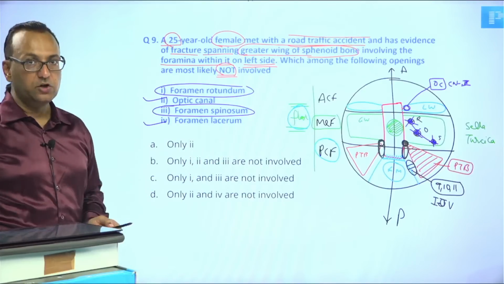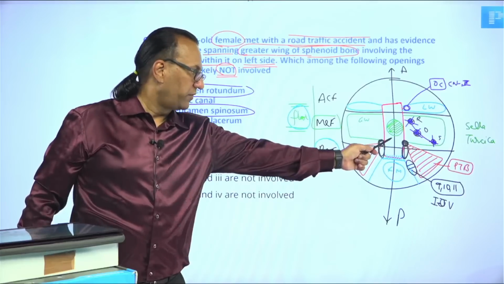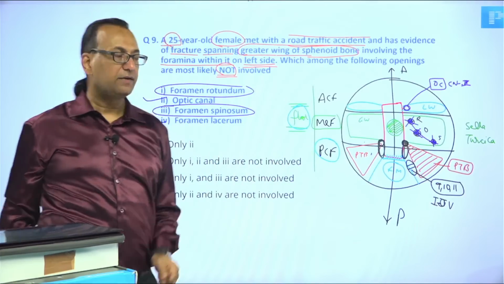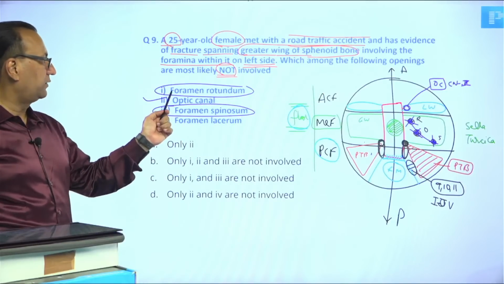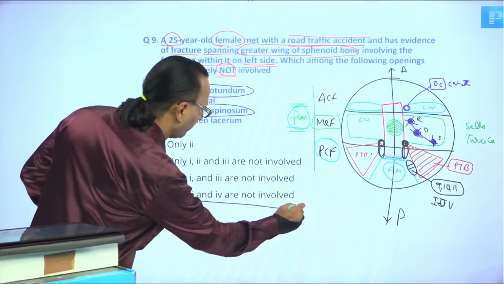Foramen lacerum is not an opening in the greater wing. Then where is foramen lacerum? Foramen lacerum is just a gap between 3 bones: the sphenoid, the petrous temporal bone and the occipital bone. It is not an opening in the greater wing. The problem is with the opening in the greater wing. Okay, so you mean to say 2 and 4 are answers? Yes, 2 and 4 are not involved. That is your answer.